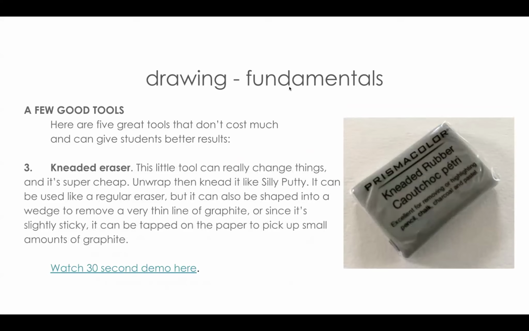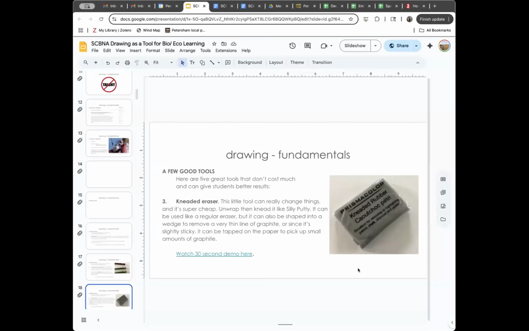This is a kneaded eraser. It comes in a little package that looks like chewing gum or something. And you can stretch it to clean it, kind of like silly putty. And it also has some properties. I'm going to try to play this little video right here.